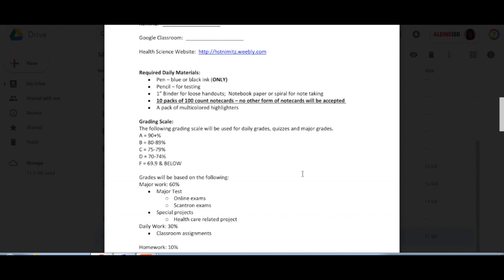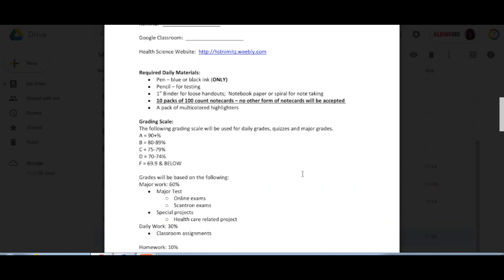Your required daily materials. You will need a pen that's blue or black. On any assignment, that's what you need to write in. In the medical profession, you cannot write in red, purple, turquoise, the pretty colors. Professionally, you need to learn how to use blue or black ink. For your notes, I don't care what you write in because those are your notes. But for assignments that you're turning in, it needs to be in blue or black ink.